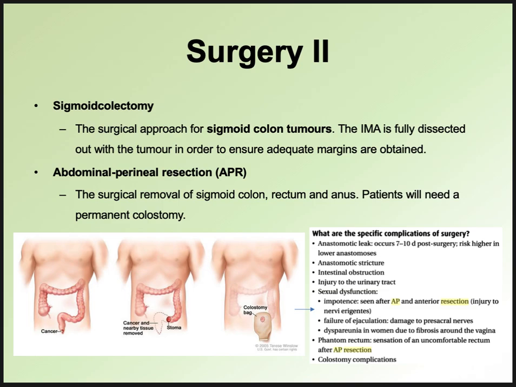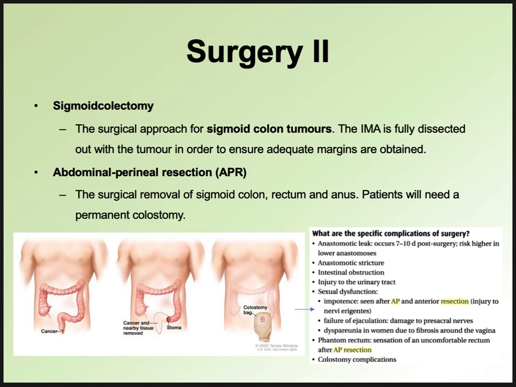With any surgery, there are complications, and these complications are important to be aware of, so that the patient makes an informed decision before undergoing the surgery. The main ones with these bowel surgeries to be aware of is an anastomotic leak, which occurs 7 to 10 days post-surgery, and is particularly higher risk in lower anastomoses, such as in something like a sigmoid colectomy, for example. The anastomotic leak may present as the patient having peritonitis and then undergoing sepsis.